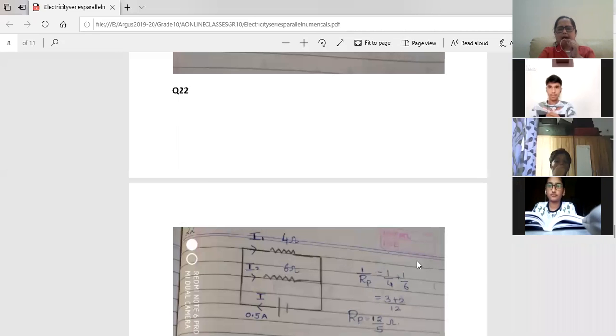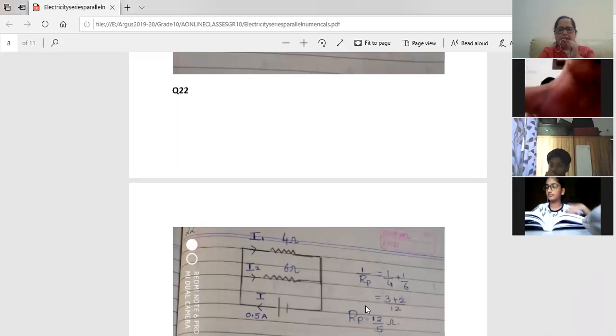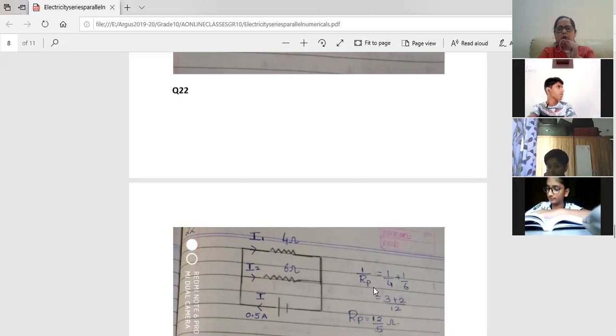What I did is I found RP. Amar, please. I found the net resistance of 4 and 6. So RP is 12 upon 5. Because this is 5 upon 12 for 6 and 4, so 5 upon 12 I am getting. So RP is 12 upon 5.